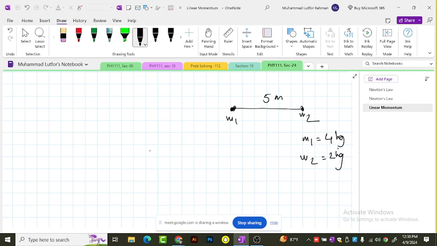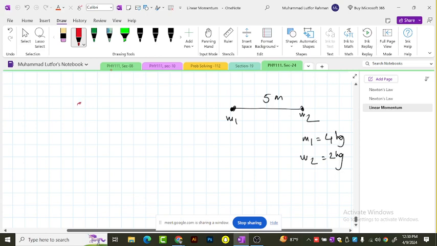So near 4 kg. Near 4 kg, closest to the bigger mass, right? Yes, sir. Yeah, that makes sense. All right, so now I said I will use my x-com equation over here.